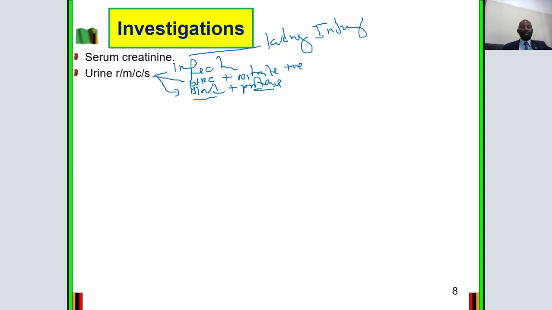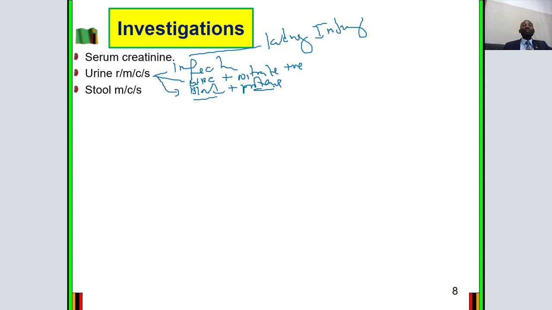Then microscopy. With the microscope you are looking for casts, crystals, and cells, and it also gives you information about infections. What other thing are you going to look at? Stool microscopy. Culture and sensitivity, remember, is not routine.